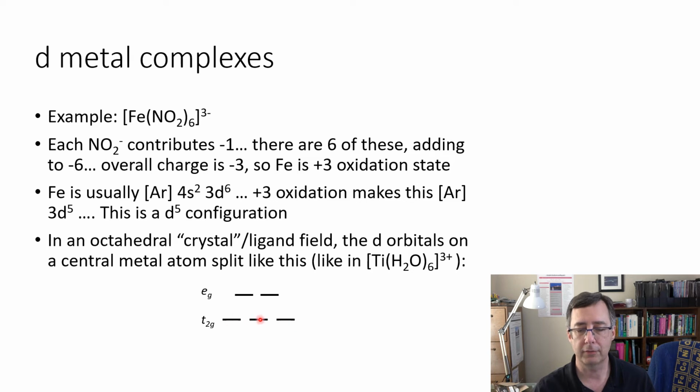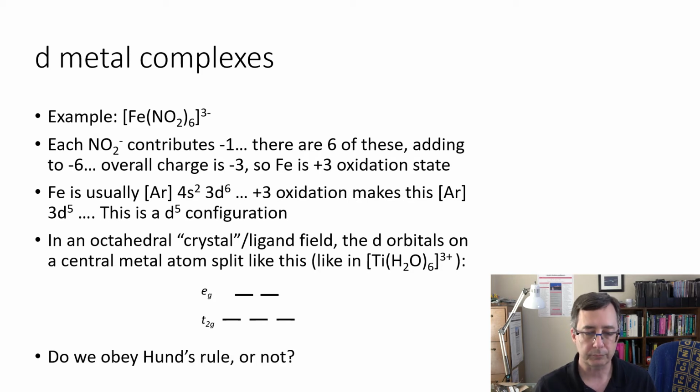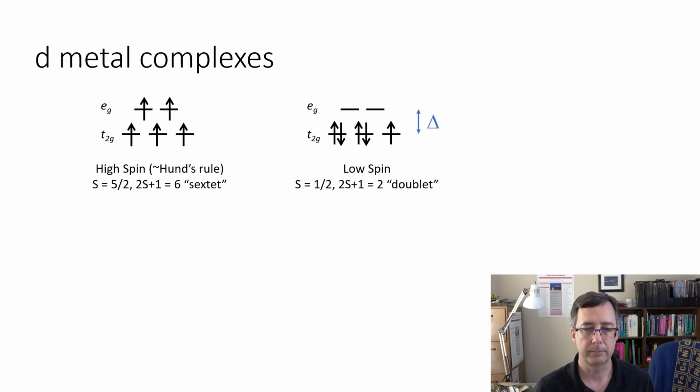T2g on the bottom, that's 3 orbitals, and eg on the top, that's 2 orbitals. And I need to now put 5 electrons in this thing, okay? Is this a Hund's rule situation? Is it not a Hund's rule situation? Well, let's think about this for a second. I've got a couple choices.